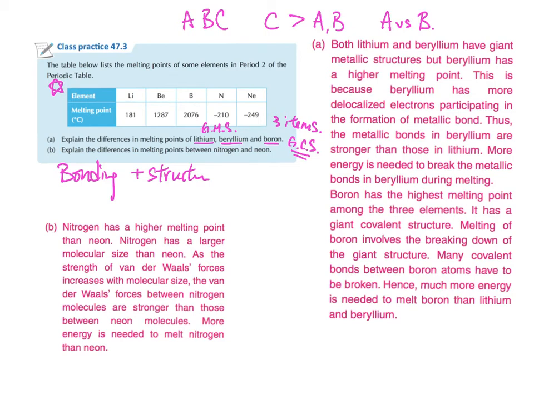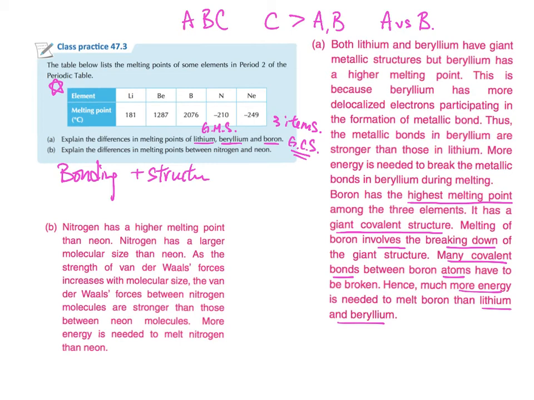So therefore for boron, you may say highest melting point because they have a giant covalent structure, so breaking down the many covalent bonds between the atoms requires more energy than to melt lithium and beryllium. So that one will be for boron.